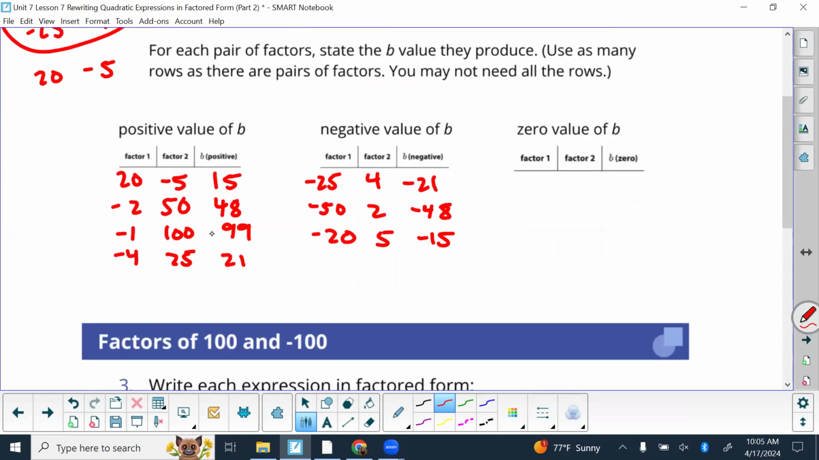Jack, give me another pair. Positive 1 times negative 100. And what table should that go in? Negative 5. Good. When I add them, class, I get negative 99. Thanks, class.